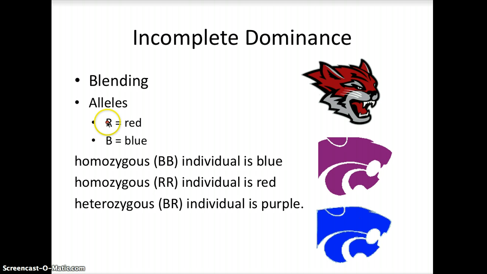In incomplete dominance, there is blending going on. So the alleles would be, for me, I like to write them like this, the big R and the big B, because neither one of them is totally dominant. They both have something to do with the outcome. They are being blended, kind of like paints and lights and things like that. So if you had a red allele, I like to write that with the big R, and a blue allele, I like to write that with the big B. Homozygous big B individuals will be blue. Homozygous big R individuals would be red, and a combination, a heterozygous individual, would be the combination of those two colors, purple.